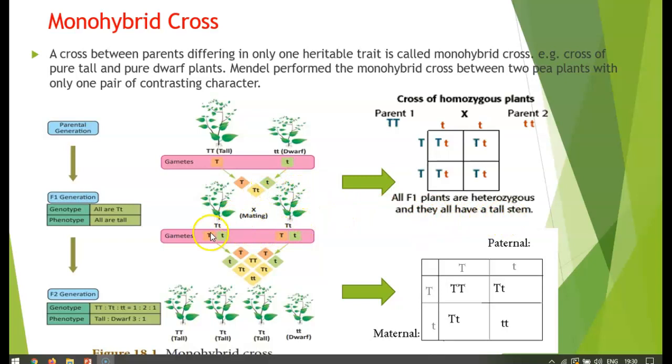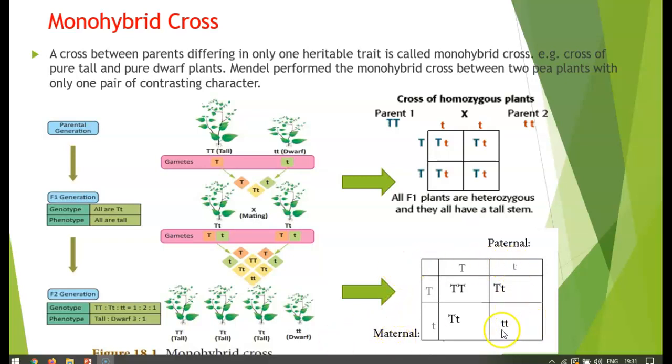Then you further move with the cross, that is, you allow the selfing of your F1 generation. So both the parents are going to have the same genotype, and when you bring the gametes together, these are the possible genotypes of your F2 generation. If you put this in a Punnett square, that is one capital T, one small t from the paternal side, one capital T, one small t from the maternal side. If you bring them together, you can see in one square you have two capital T's, in one you have one capital, one small, same here, and two small.